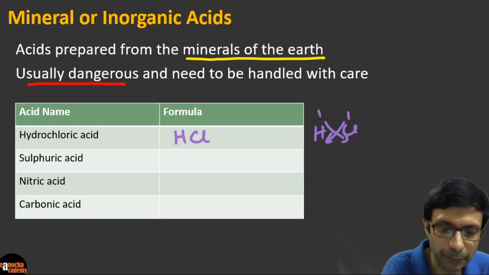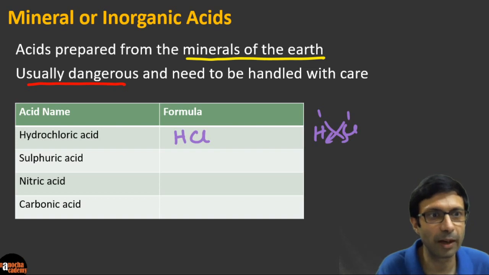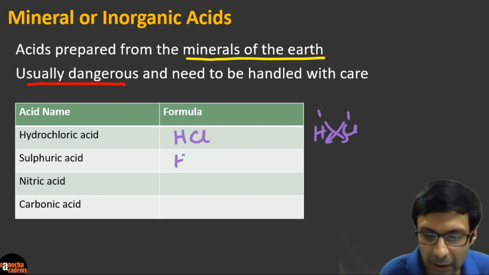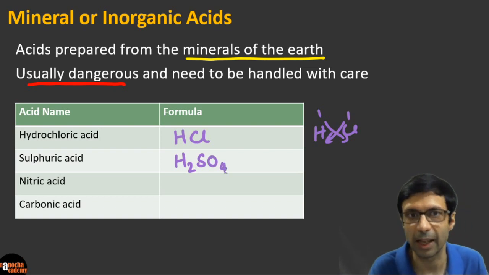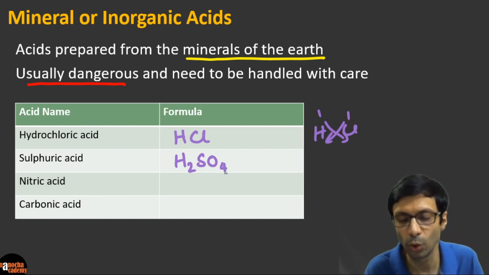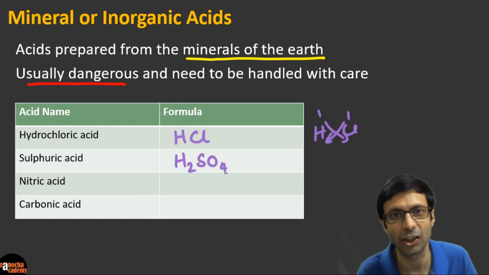Okay. What about sulfuric acid? What is the formula? Very good. The correct answer is H2SO4. So how do we know that? Because it's made of hydrogen and sulfate. And sulfate has the valency 2, so it's H2SO4, not HSO4.